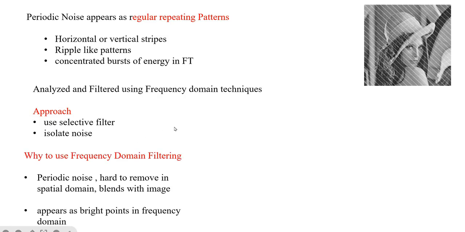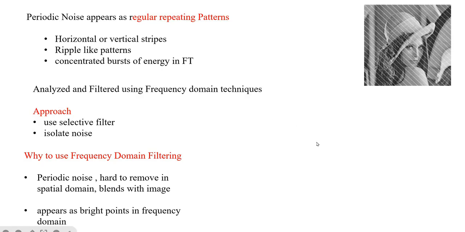Now, why do we use frequency domain filtering here instead of spatial domain filtering? Because in the spatial domain, the periodic noise is very hard to remove because it blends with the image details. But in the frequency domain, the periodic noise shows up as bright points or peaks at specific frequencies in the Fourier transform. Because of this reason, we are using frequency domain filtering for the periodic noise.